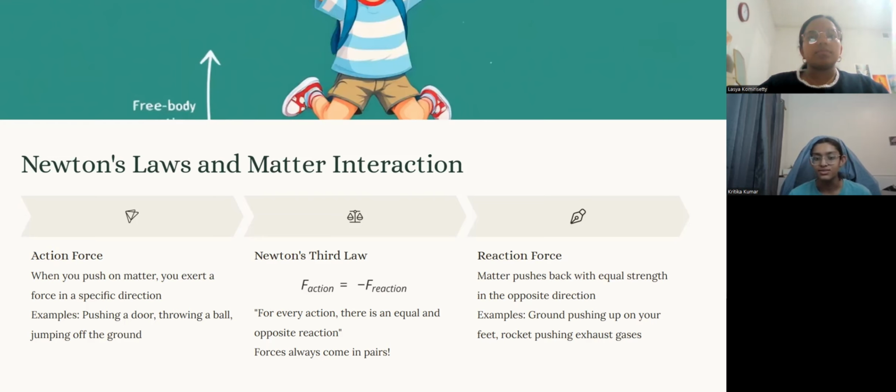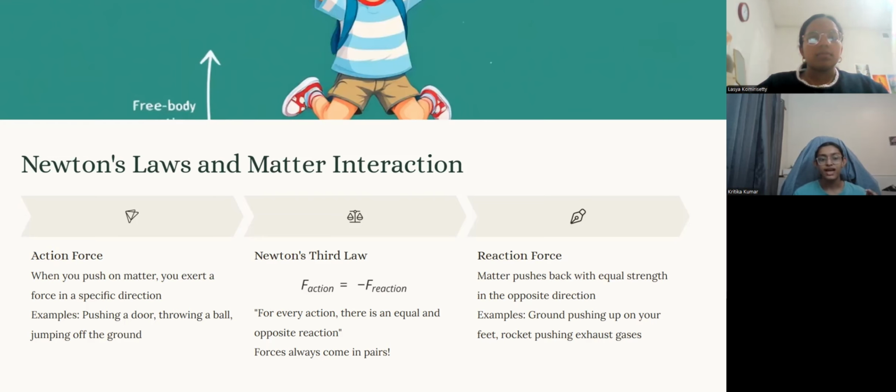And then there's a reaction force, which is that matter pushes back with an equal strength in the opposite direction. For example, the ground pushing up on your feet, or the rocket pushing exhaust gases. So you can see how action and reaction force work together.